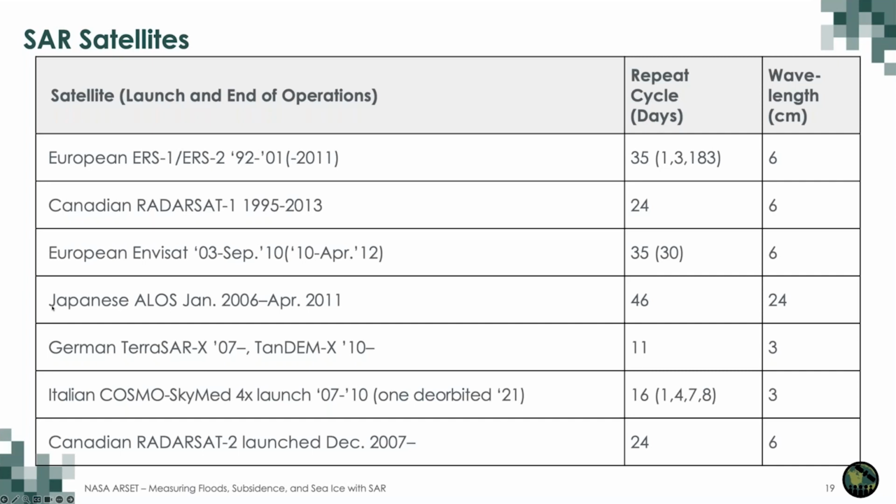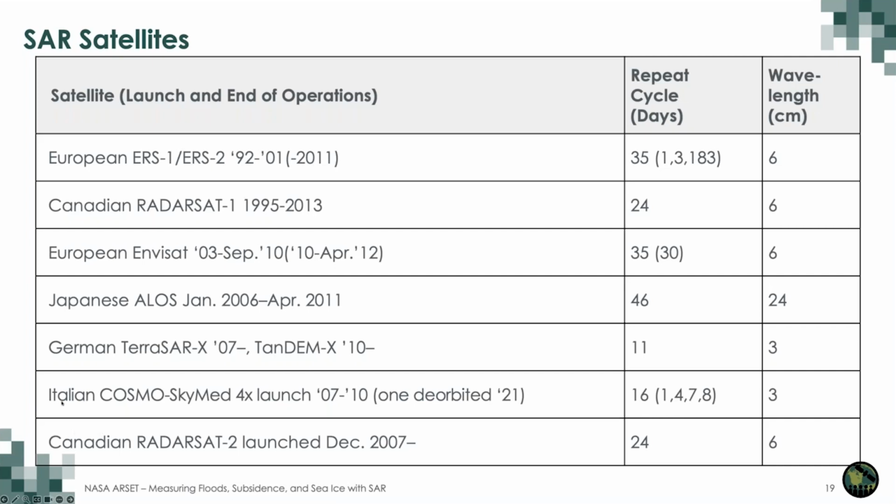The Japanese Aerospace Exploration Agency, JAXA, launched a satellite called ALOS that was operated from 2006 to 2011. All of the ALOS data is now available online from the NASA Alaska Satellite Facility. The German Space Agency launched 2 satellites, TerraSAR-X and TanDEM-X. They fly close to each other to allow topographic mapping. And those 2 are still actually in operation.